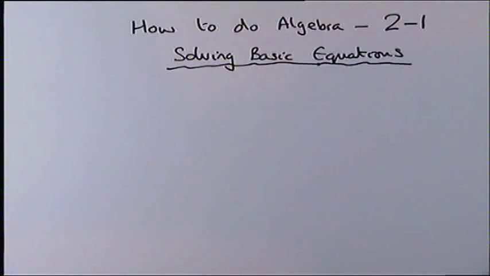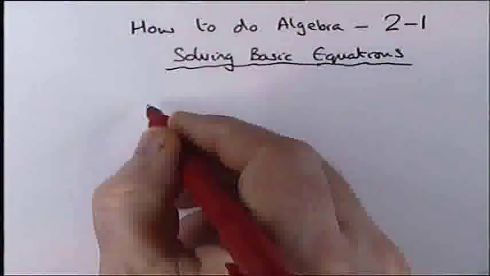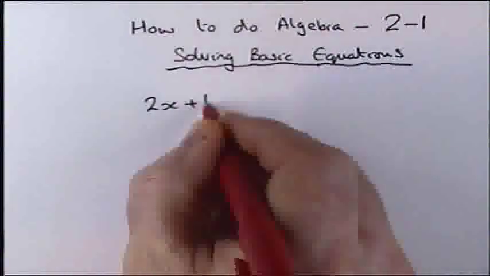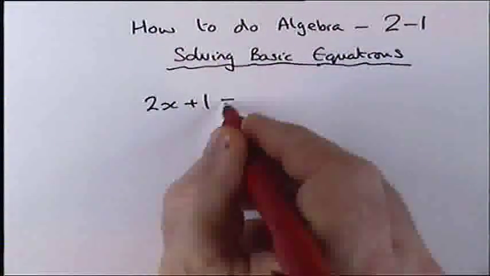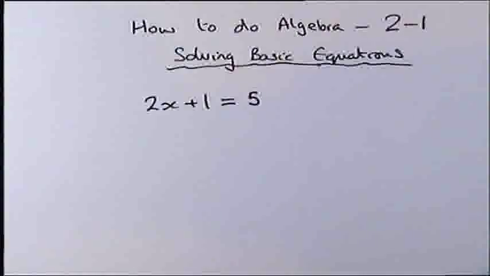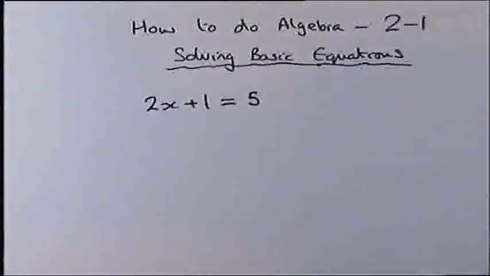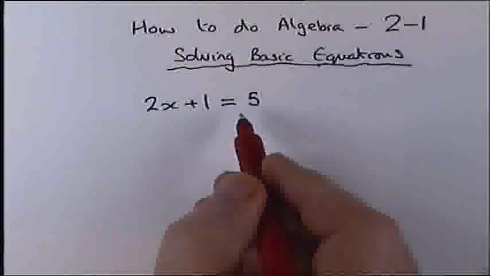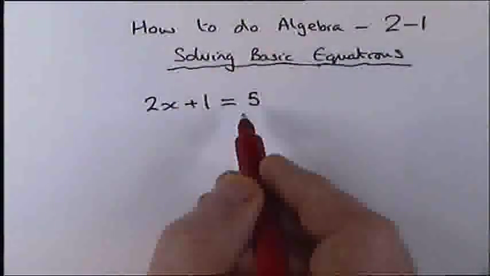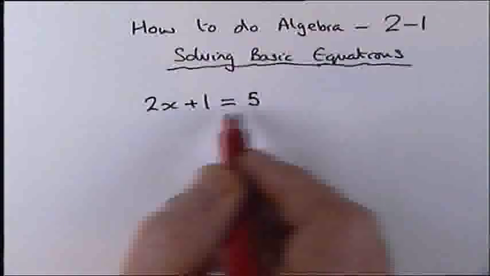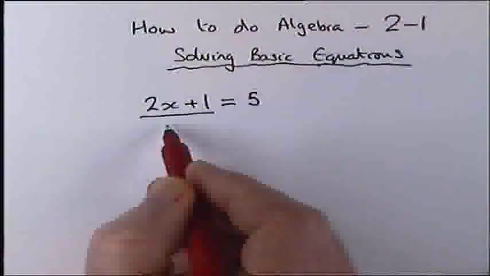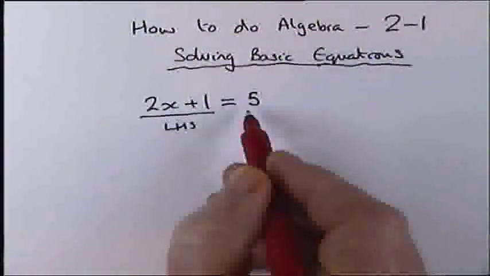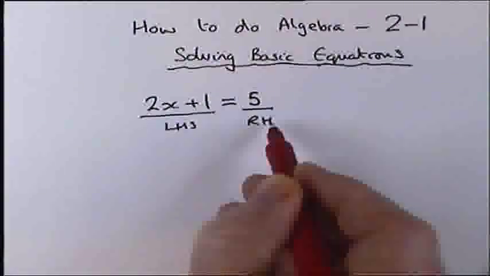This is video 2.1. It's looking at solving basic equations. Now remember that 2x plus 1 is an expression and 2x plus 1 equals 5 is an equation. Now this symbol here, the equal symbol, does not mean the answer is. It means that, or it's trying to show that the left hand side of this equation is identical to the right hand side of this equation.